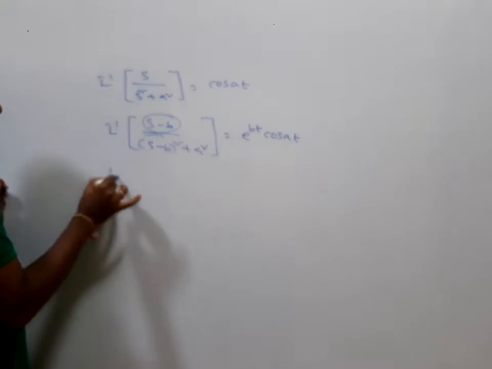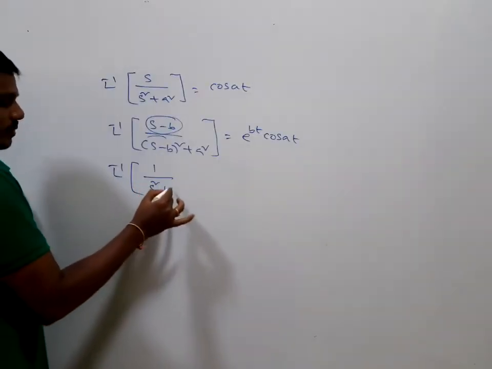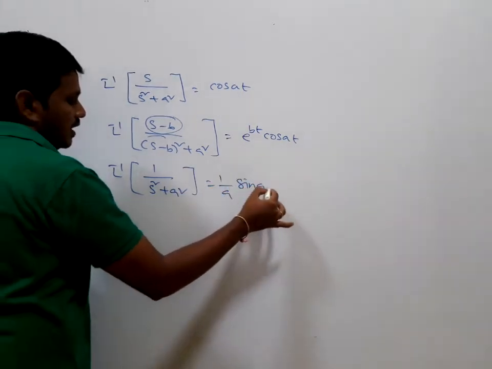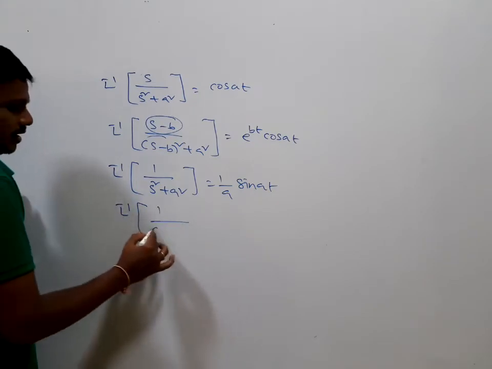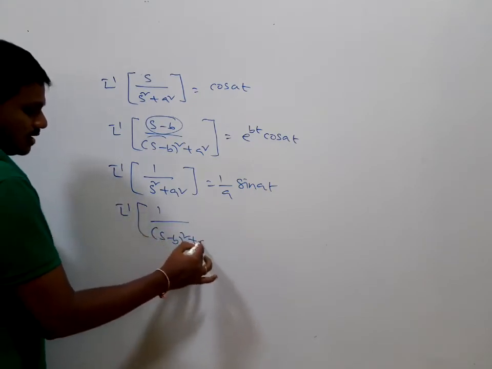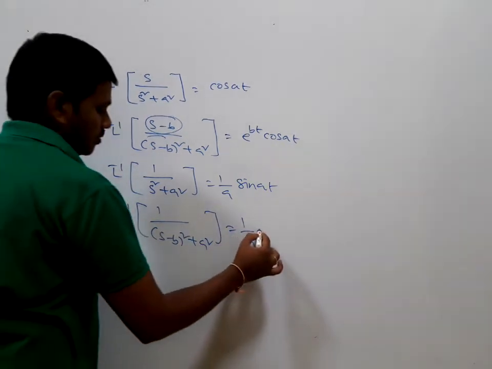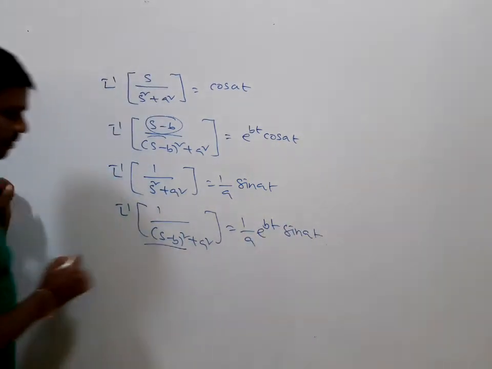Suppose we have L inverse of 1 divided by s square plus a square. What I am writing? 1 by a into sin at. Here, if we have L inverse of 1 divided by (s minus b) whole square plus a square, it is 1 by a into e to the power of bt sin at. Right, s is replaced with s minus b.